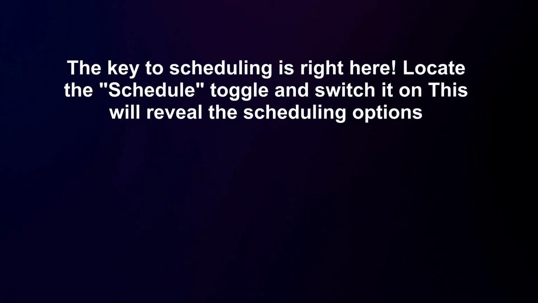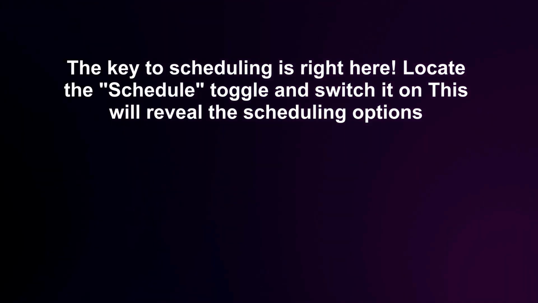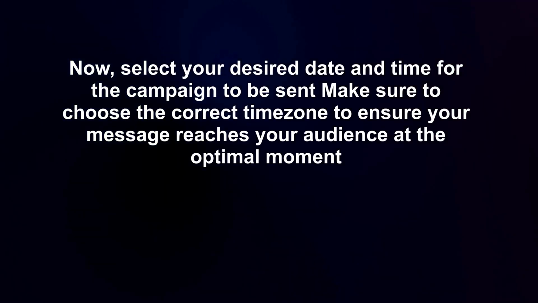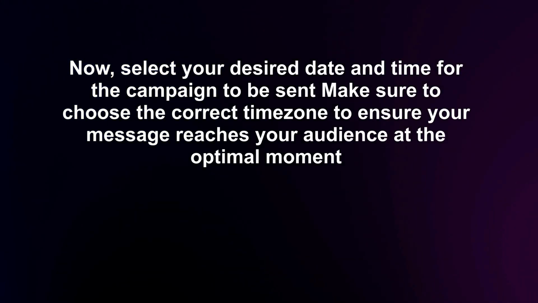The key to scheduling is right here. Locate the schedule toggle and switch it on. This will reveal the scheduling options. Now, select your desired date and time for the campaign to be sent. Make sure to choose the correct time zone to ensure your message reaches your audience at the optimal moment.